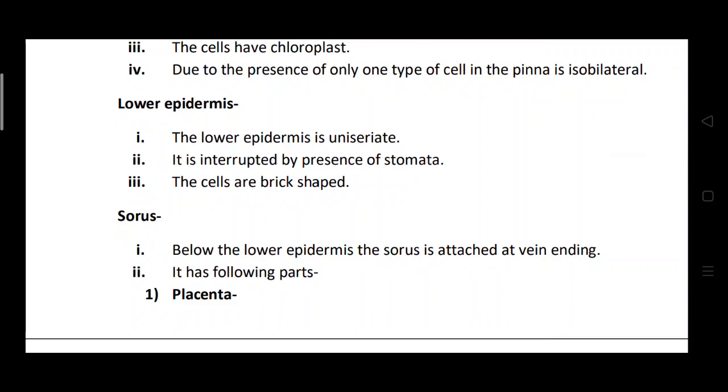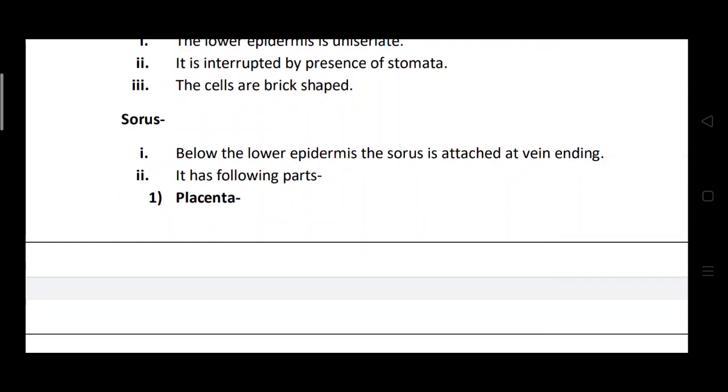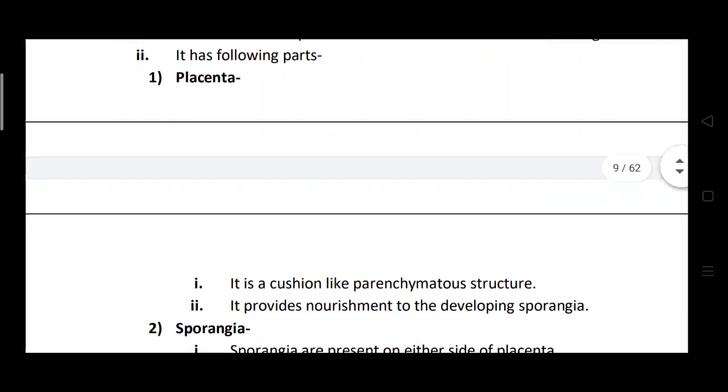Again, this lower epidermis is uniseriate and it is interrupted by the stomata. The cells of the lower epidermis also have a brick shape, so they look like bricks and they are interrupted by some stomata. Then next we discuss the sorus. The sorus is present below the lower epidermis and it is attached at the vein endings. In the sorus there are three parts.